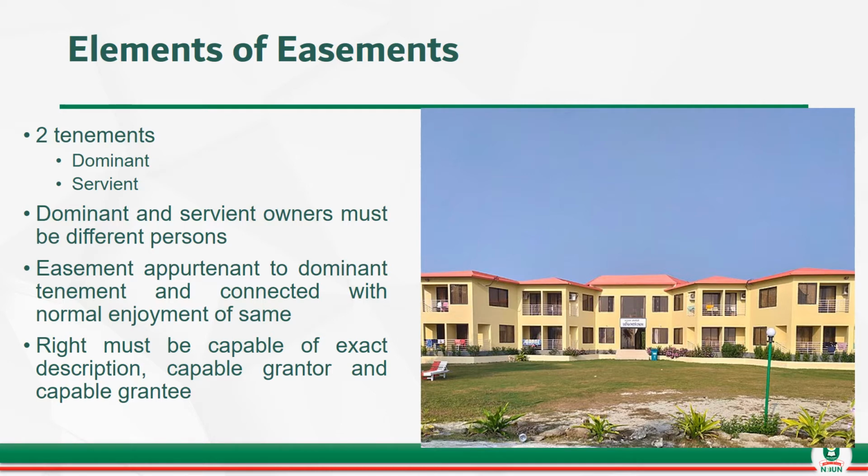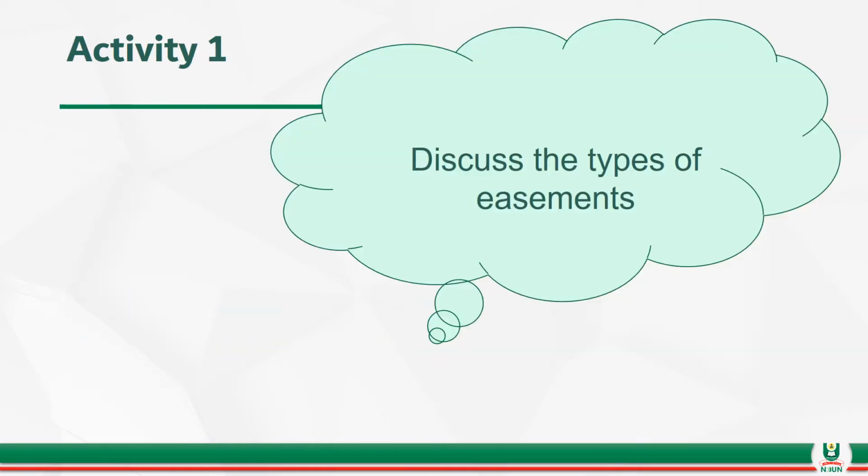And then it must be capable of exact description, with a capable grantor and capable grantee, meaning that you must be able to identify clearly who is granting the right and to whom the right is granted. So to your first activity, I'd like you to think about the types of easements and discuss them. So take some time and do that.